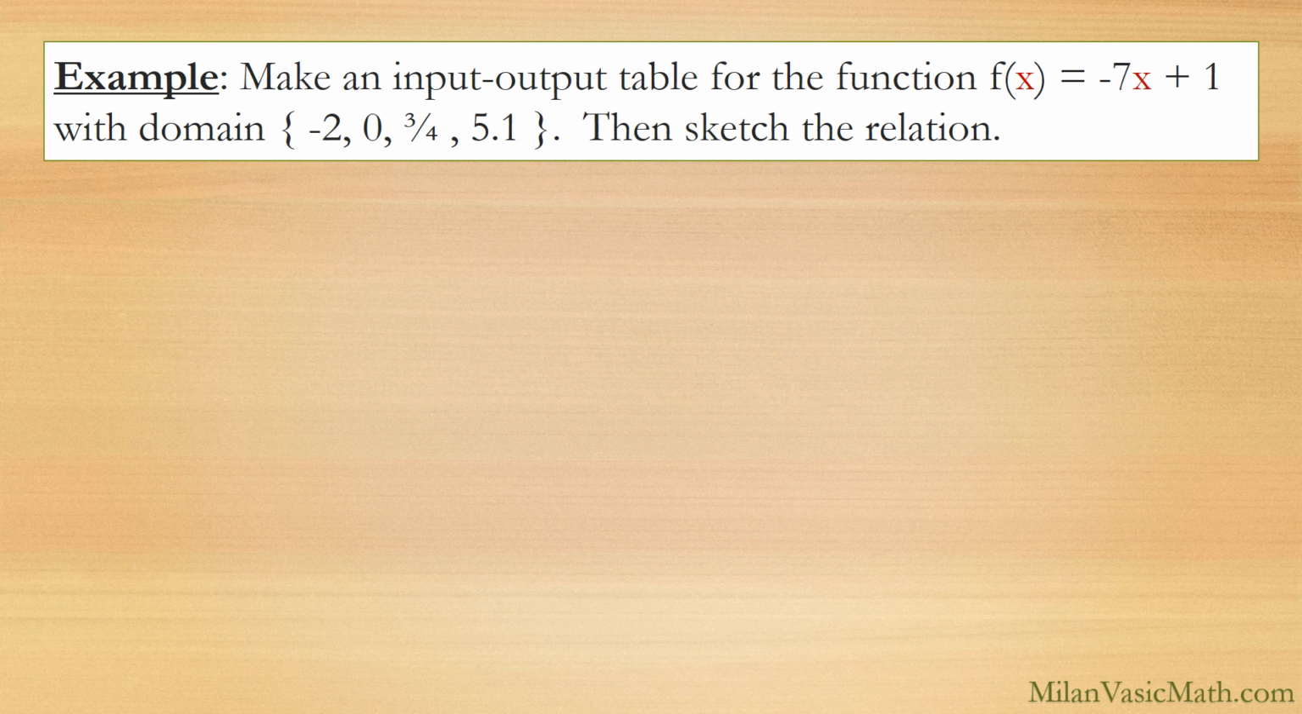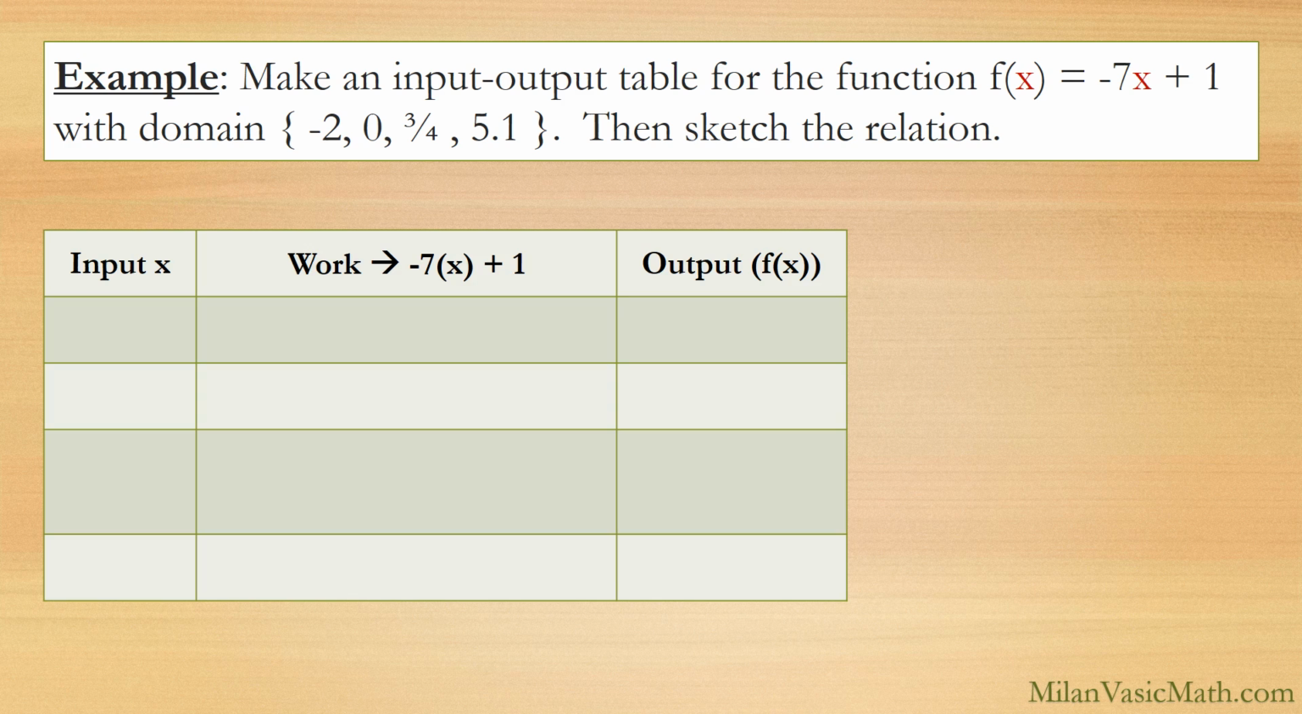Make an input-output table for the function f of x equals -7x plus 1 with that domain. Then we're going to sketch the relation. So let's just make our input-output table. I'm going to have room for the work over here in the middle, and the output we will call f of x. So just write all the inputs, and when you substitute, just take the right side of the equation, this part over here. Anywhere I see an x, I'm going to use parentheses and substitute in -2. Show your work, and you will get your values.